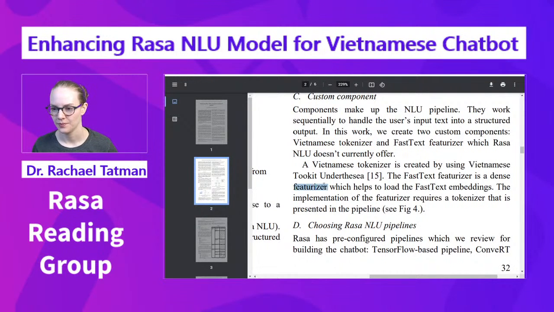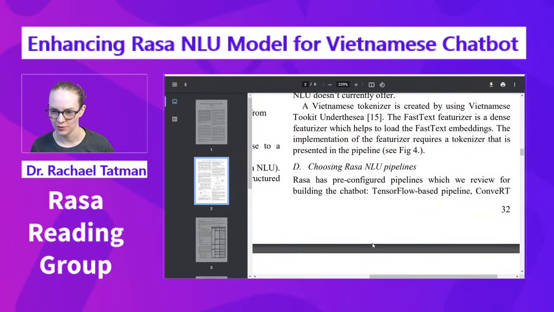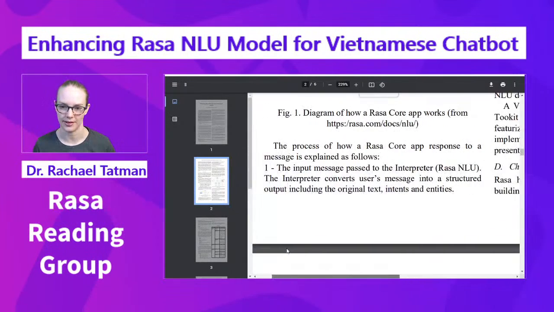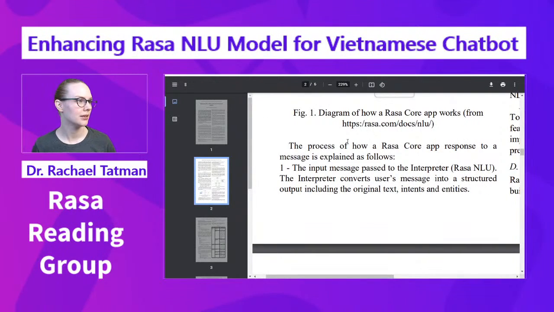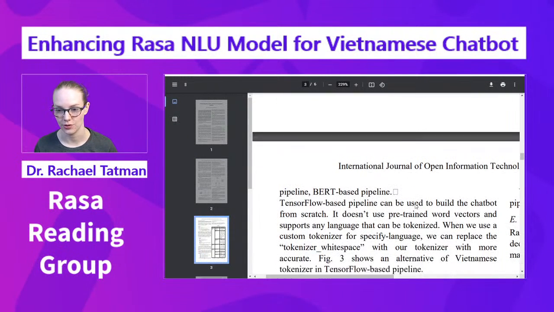So if you're going to be using these features, you need to make sure that you're using the same tokenizer that they were trained on. Rasa has pre-configured pipelines, which we review for building the chatbot. TensorFlow pipeline, ConveRT, and these are ones that were recommended in the 1.0 docs. One of the big changes between 1.x and 2.x is that you don't have to mess with your pipeline right out of the box. We just provide one that should work for most folks, at least to get you started, and then you can go back and tune it for your needs.